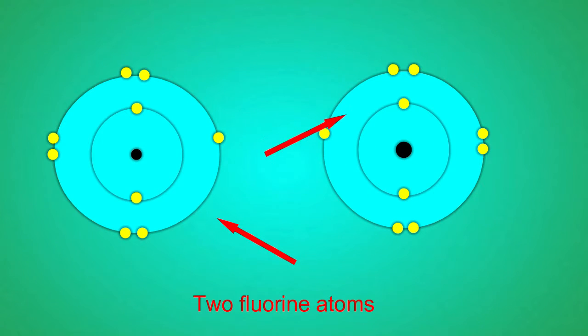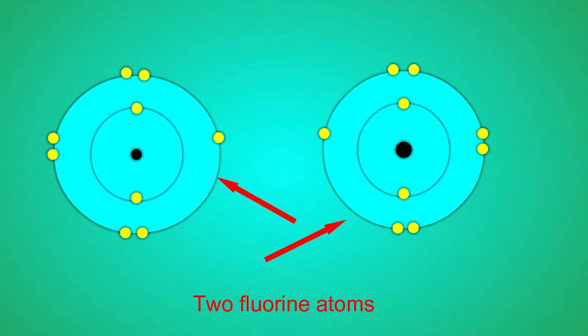Those are 2 fluorine atoms. What other way do they have to get their full 8-electron outer shell than to accept an electron from another atom? Stop the video right here and let me know in the comments section.